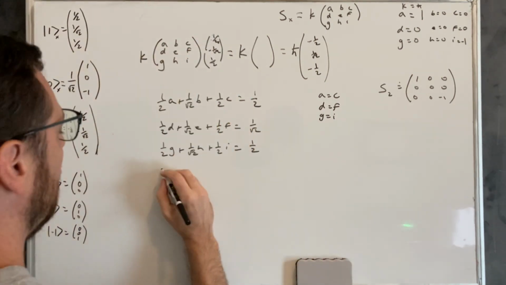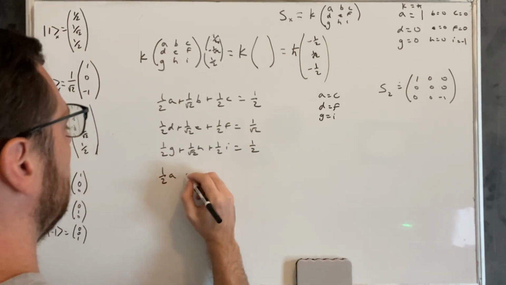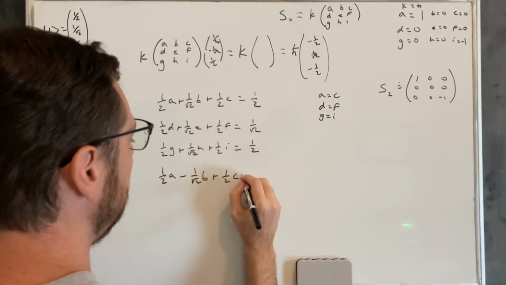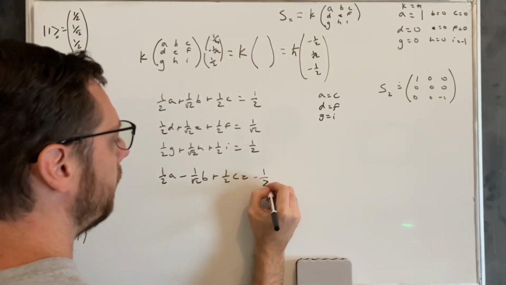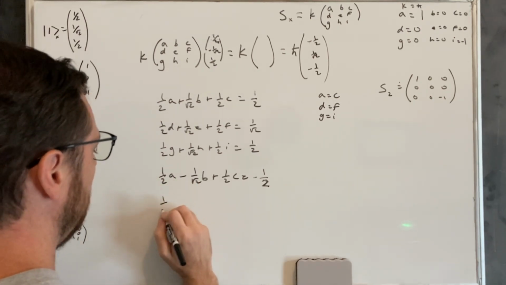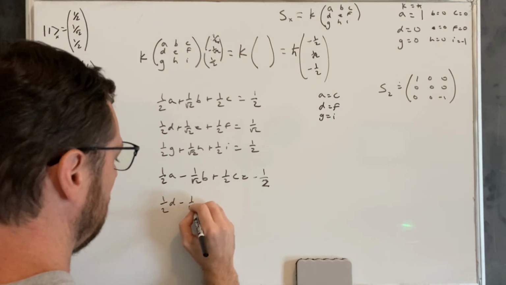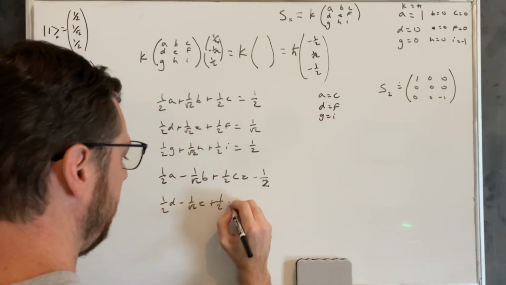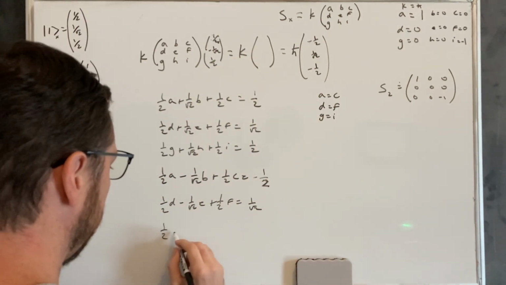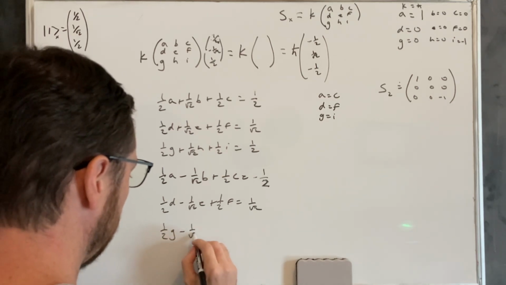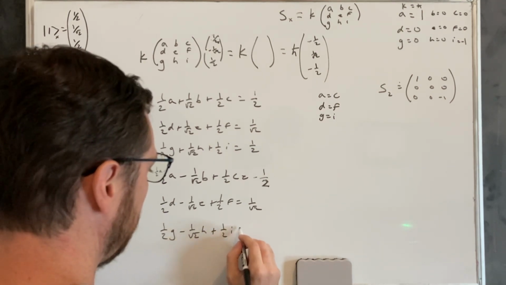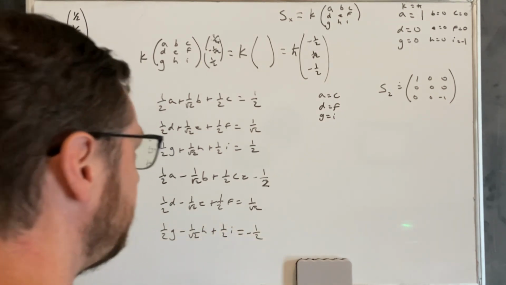All right, so that's going to give us 1 half a minus 1 over root 2b plus 1 half c is equal to negative 1 half. And these are all going to be the same coefficients. So 1 half d minus 1 over root 2e plus 1 half f equals positive 1 over root 2. And we have 1 half g minus 1 over root 2 h plus 1 half I equals negative 1 half. And that comes from there.